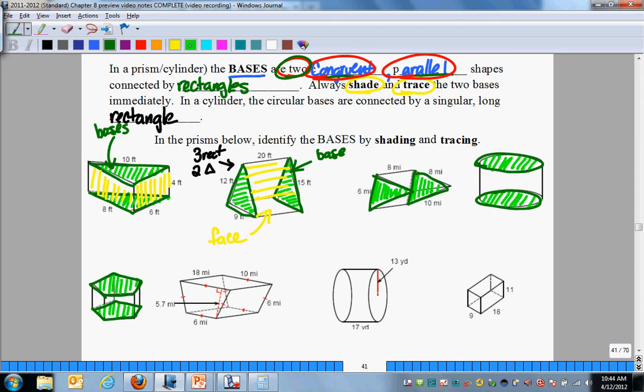This one's a little tricky, but if you look closely, we see rectangles and trapezoids here, but there's only 2 trapezoids and 4 rectangles. So the trapezoids are going to be the bases here. Those are your bases. Again, base does not mean bottom. Base is 2 congruent parallel shapes connected by rectangles. Our bases here are the circles.